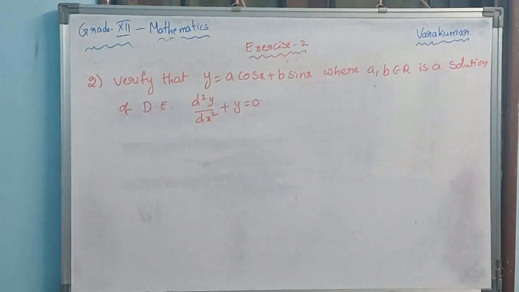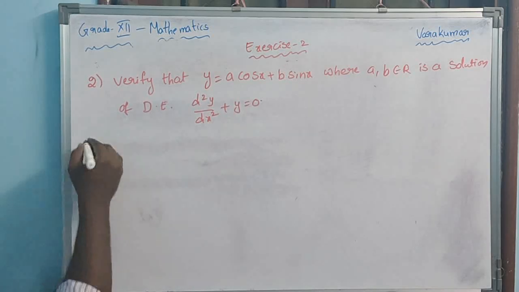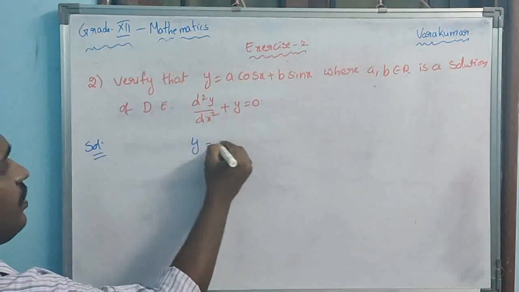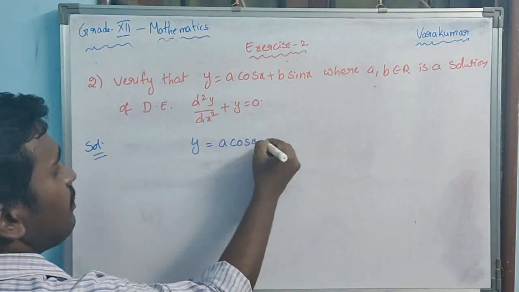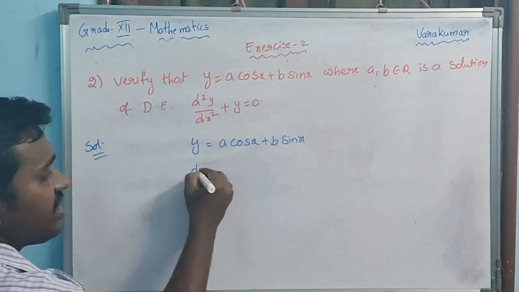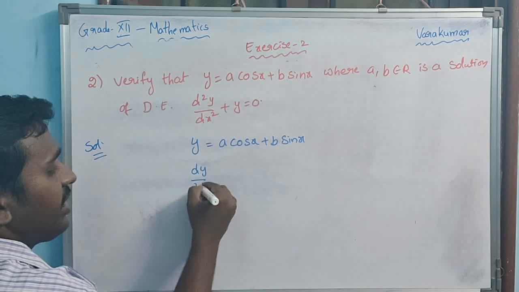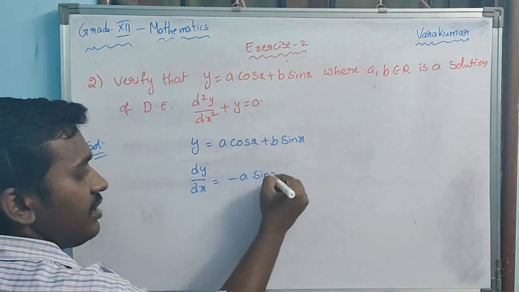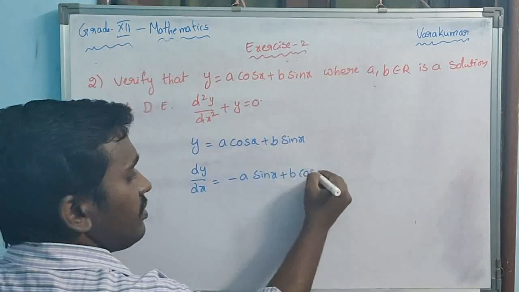Right, one more question on the board. Verify that y is equal to a cos x plus b sin x, where a, b belongs to R, is the solution of the differential equation or not. As usual, what we did, take y is equal to a cos x plus b sin x. Differentiate first one time. dy by dx is equal to, for a cos x, it is minus a sin x plus b cos x.